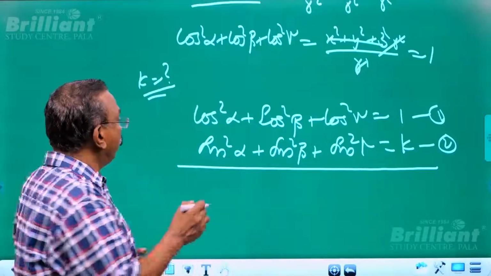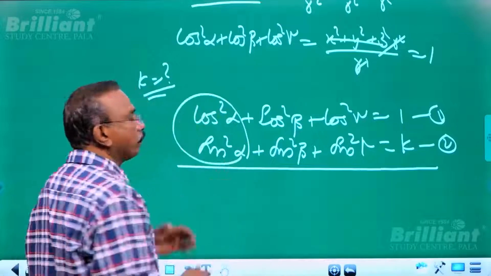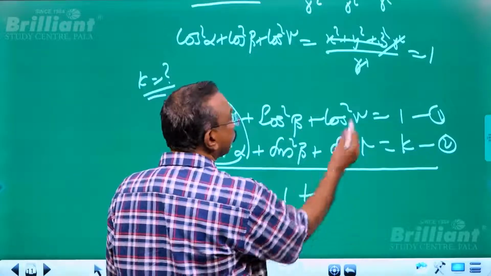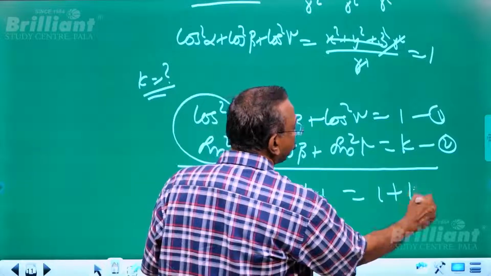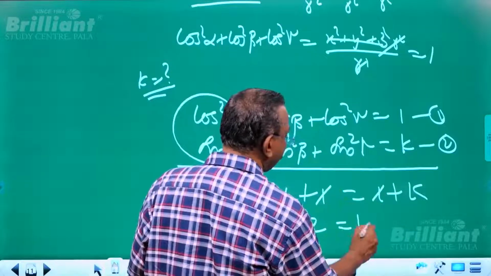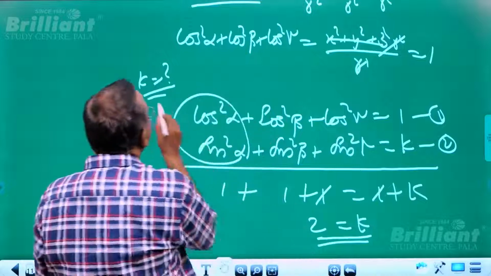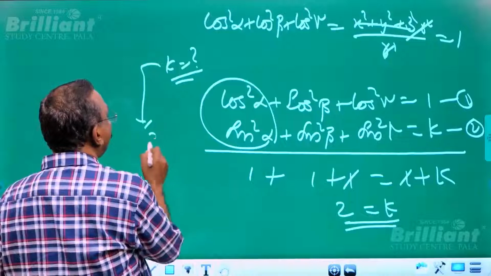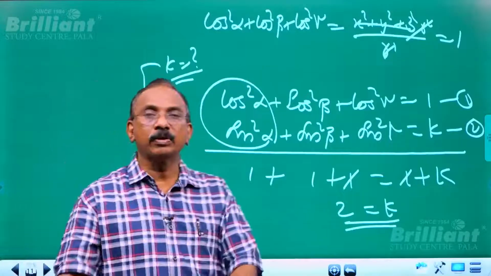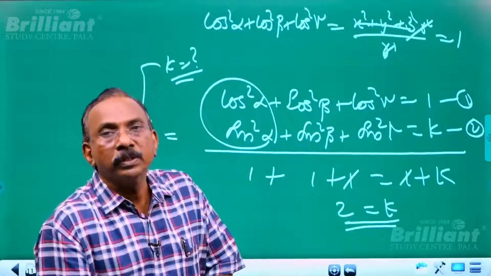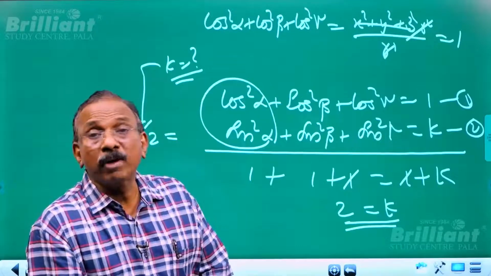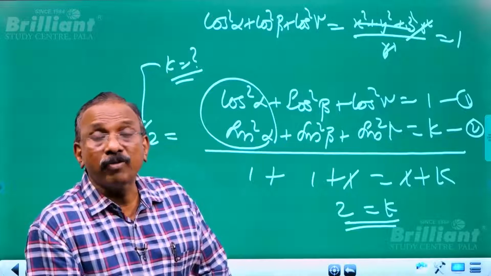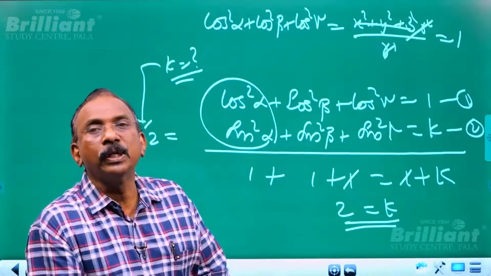So when you add them, it is the usual aspect of cos square alpha plus sine square alpha, which is 1. Again this also is 1, so 1 plus 1 is equal to 1 plus k. So definitely 1 gets cancelled, and you get k equal to 2. So your requirement is k, and the answer is k equal to 2. So sine square alpha plus sine square beta plus sine square gamma is 2, while cos square alpha plus cos square beta plus cos square gamma is 1.